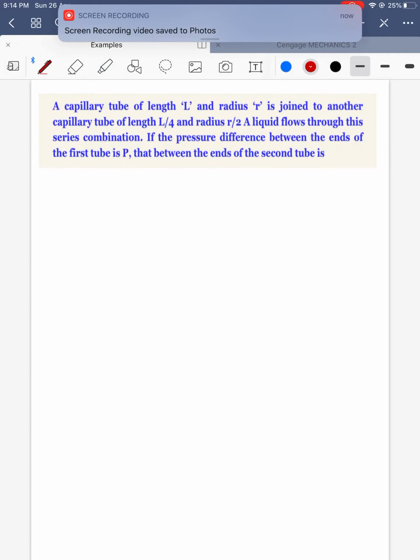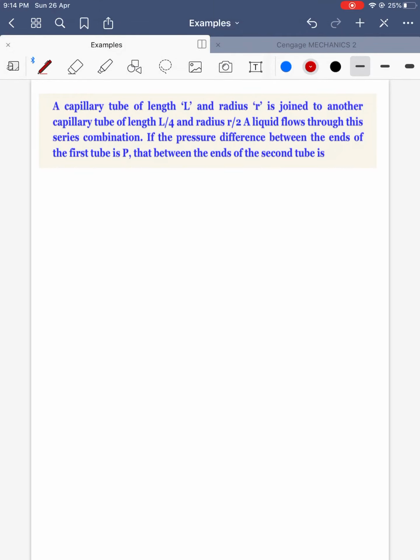Okay students, let's do some problems. A capillary tube of length L and radius R is joined to another capillary tube of length L by 4 and radius R by 2. Liquid flows through this series combination. So draw the diagram. Simple.